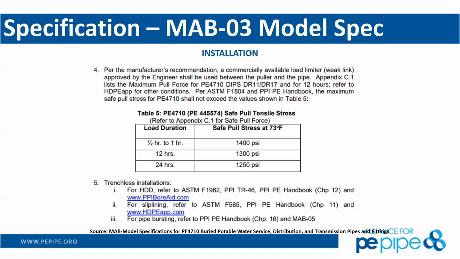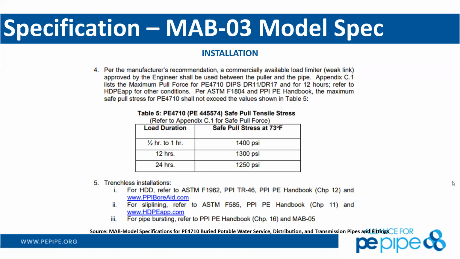It talks about installation. If you're doing a pull on a piece of pipe, whether it's slip lining or even an HDD, these stresses still apply. So it's a great place to go for that kind of reference. For HDD, I think there's a reference there to ASTM F1962 on HDD of polyethylene pipe. It's just been updated with a lot of relevant and new information. Good resource to go to as well.